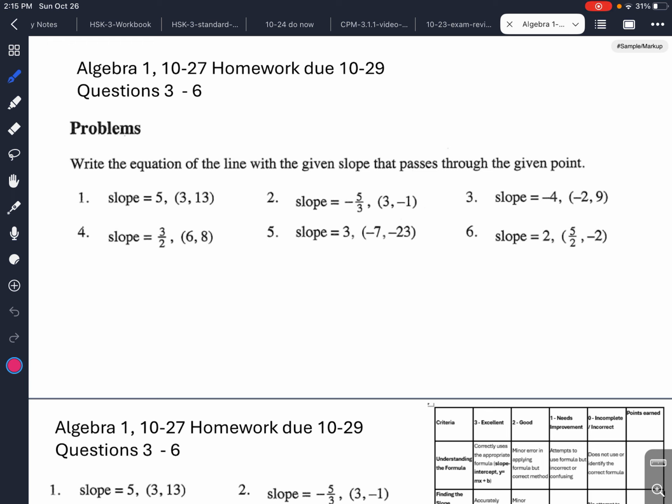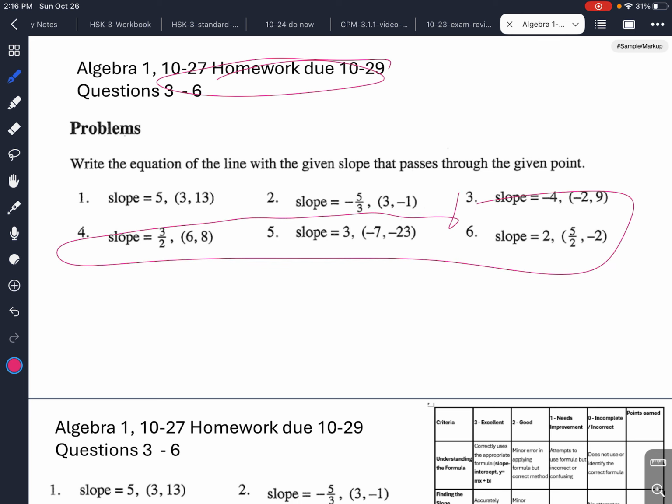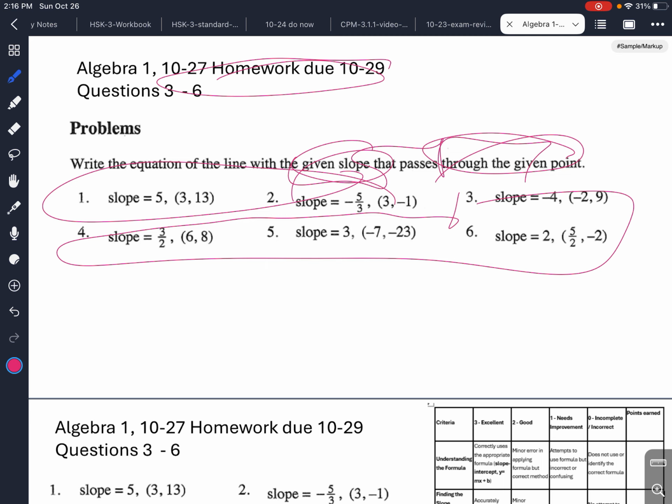Today, it's Sunday, I'm going to give you your video for your homework that's due on, what's that, Tuesday, Wednesday? You only have to do 3 problems, 4 actually. I'm going to do the first 2. So you have to be able to find the equation of a line if you're given a slope and a point. Given a slope and a point.